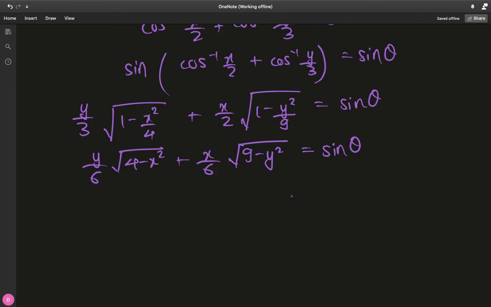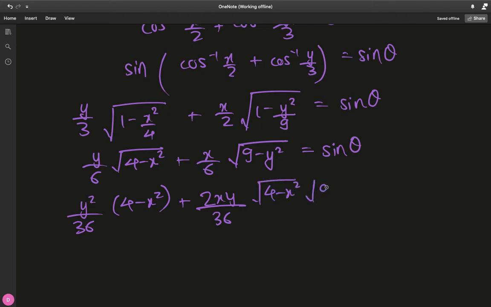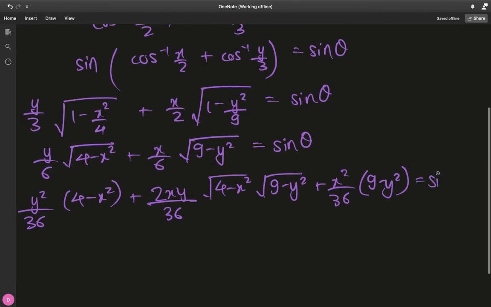And now let's actually square both sides. So when I do that, I have y squared over 36 times the square of this, which is 4 minus x squared, plus 2 times xy over 6 times 6, 36, square root of 4 minus x squared times square root of 9 minus y squared, plus x squared over 36 times 9 minus y squared is equal to sine squared theta.